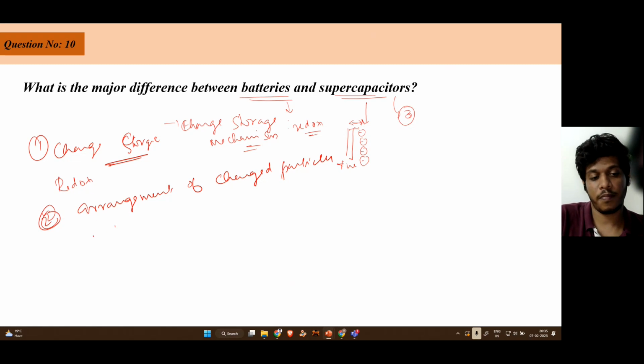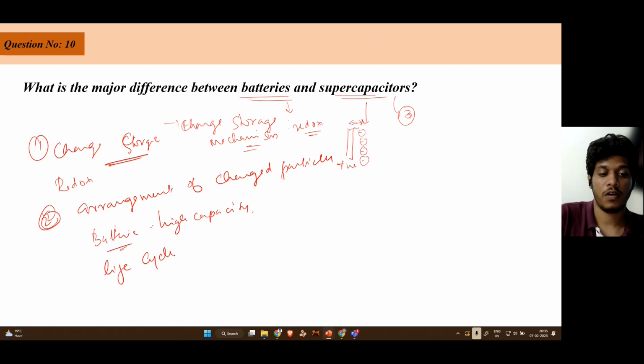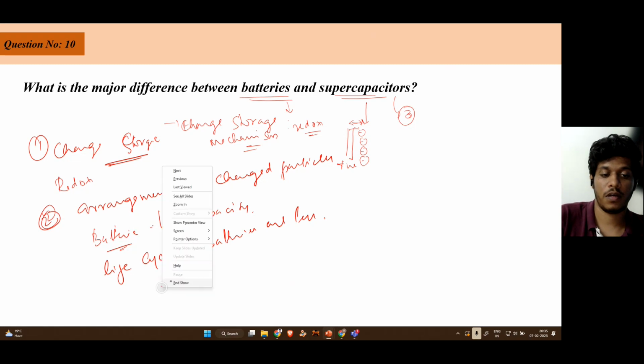Also, batteries generally have very high capacity values, whereas the life cycle of batteries is lesser.